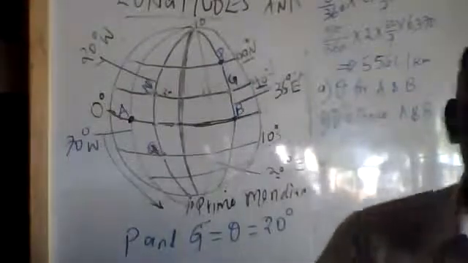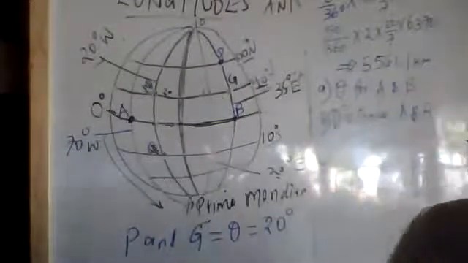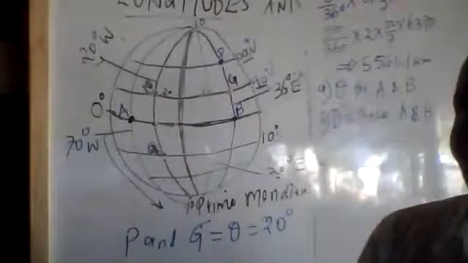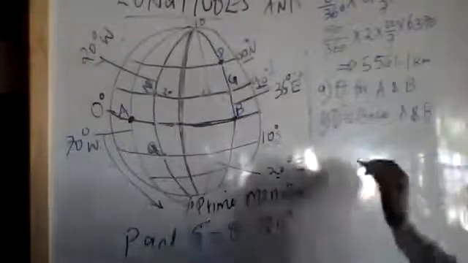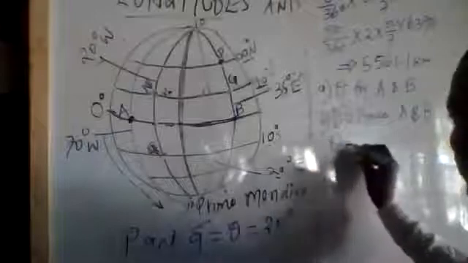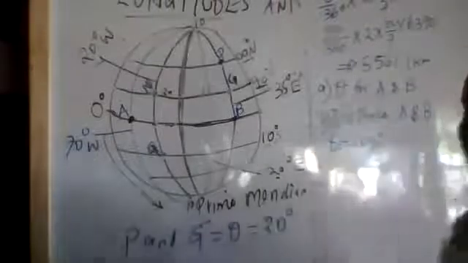How much will it be? Theta is 105. Very good. So theta equals 105 degrees.